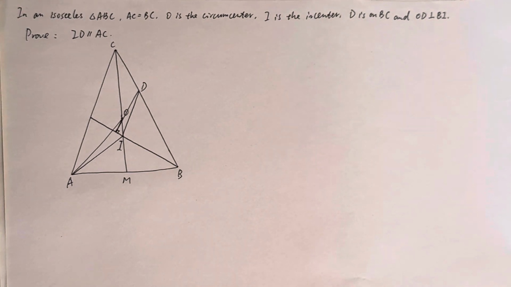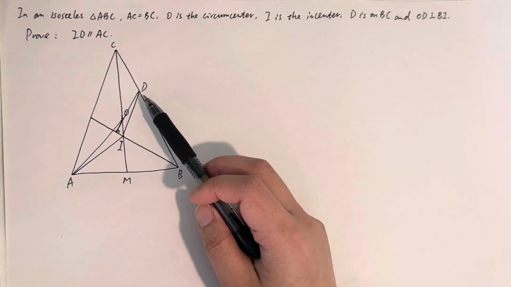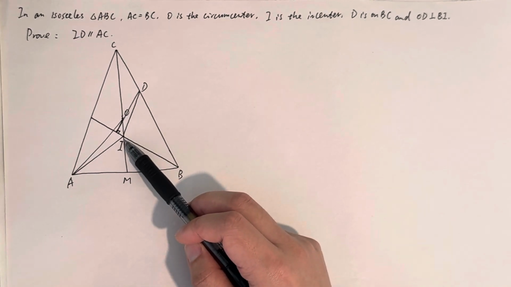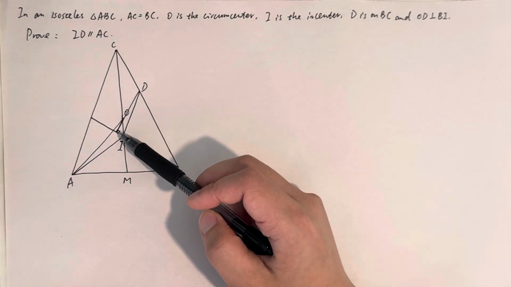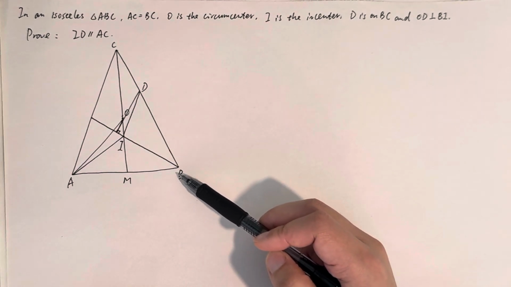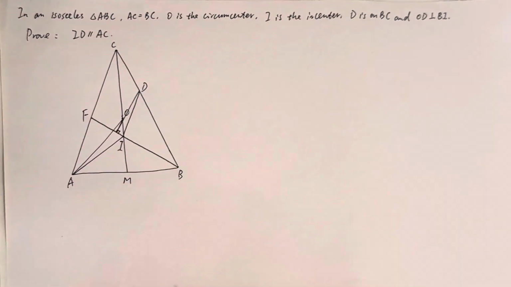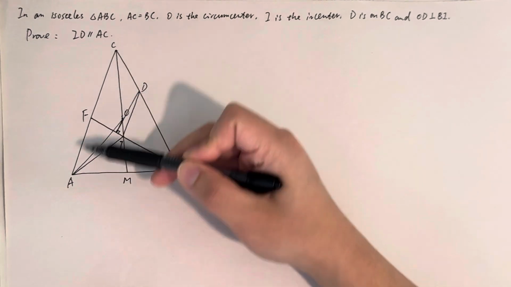So we're going to continue our study on the correlation of triangle centers. Here is the problem. In an isosceles triangle ABC, AC equals BC. O is the circumcenter. I is the incenter. D is on BC, and OD is perpendicular to BI. Right here, I extend BI to this point. Let's call it F. Then we want to prove that ID is parallel to AC.